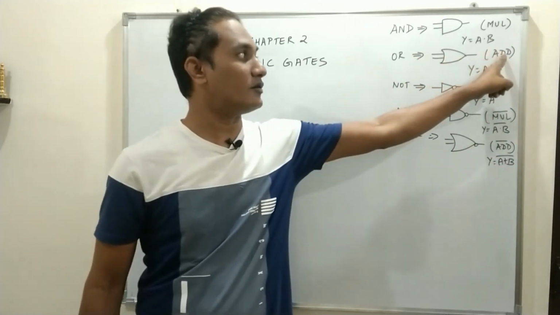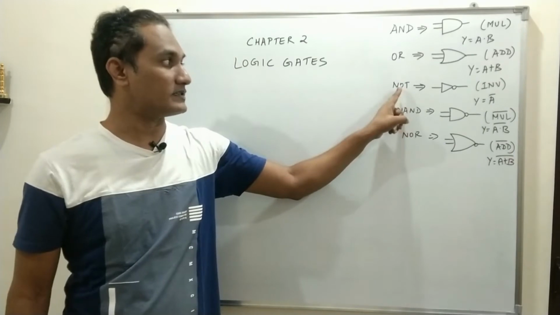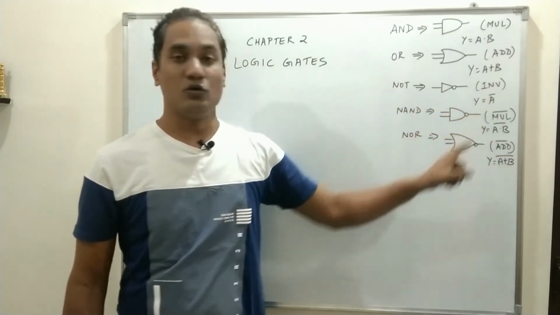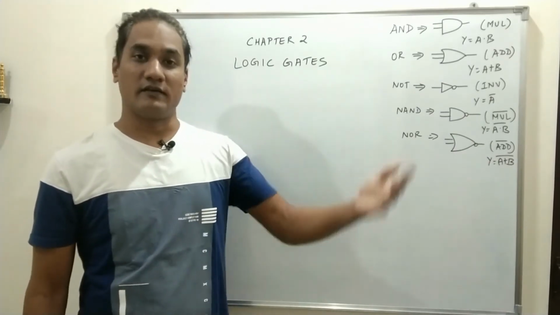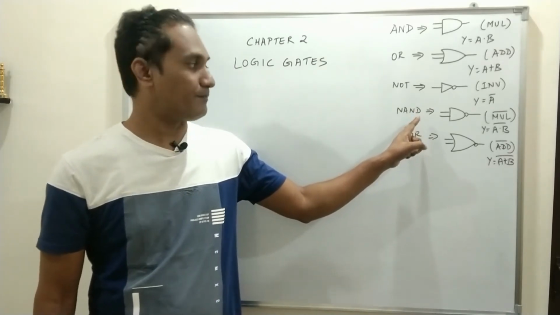OR gate amounts for addition, the logic equation will be represented by this. NOT gate, symbolic representation, it's an inverter gate. Y is equal to A bar. Whichever variable you connect as the input, it will give the complement of that variable at the output.